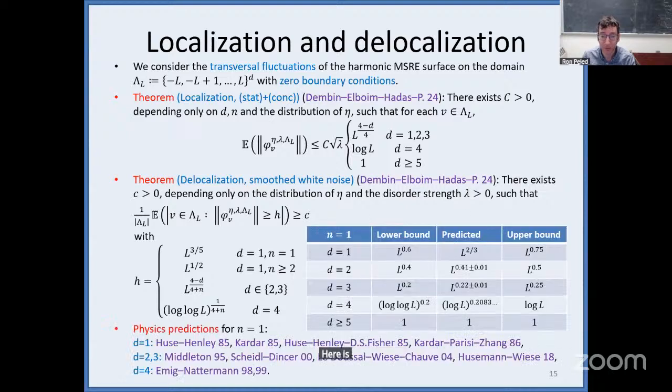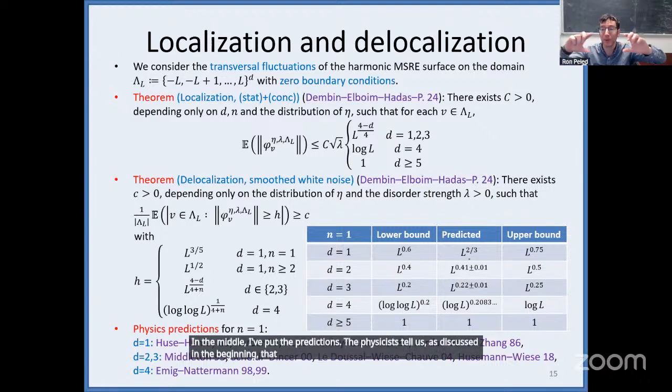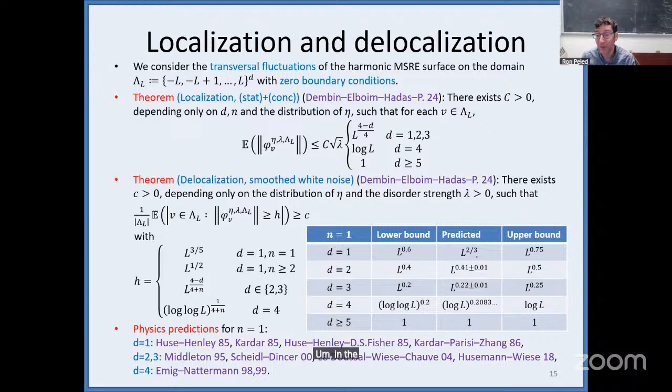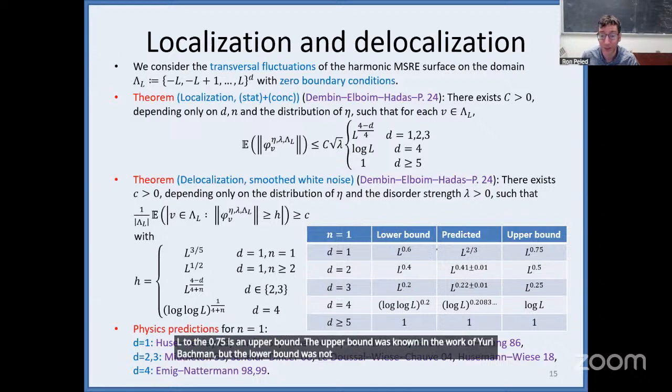Here is a table for n equals 1, for codimension 1. In the middle, I've put the predictions. The physicists tell us, as discussed in the beginning, that a first passage percolation model in 2 dimensions should fluctuate like L to the 2/3. In the previous model, we could only get L to the 1/3 as a lower bound and no upper bound. For this model, we can do much better. We can get L to the 0.6 as a lower bound, L to the 0.75 as an upper bound. The upper bound was known in the work of Yuri Bakhtin, but the lower bound was not known for point-to-point fluctuations.